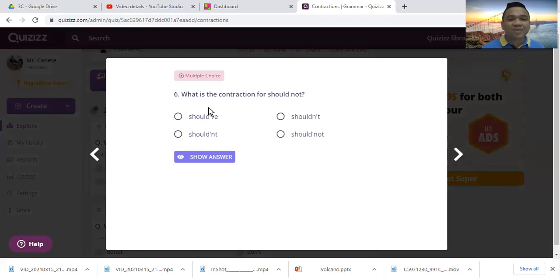What is the contraction for should and not? Should and not. What is the contraction? Is it should have, shouldn't, or should not? Look at the placement of the apostrophe. If your answer is this one, then you are exceptional.